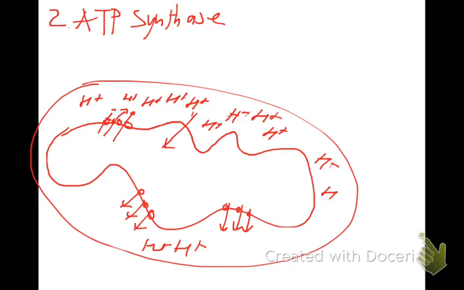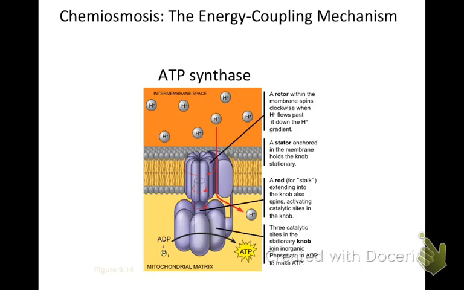So these hydrogen ions are going into the matrix, and as they go into the matrix, they're going to pass through this rotor-like thing. And this rotor is possibly one of the coolest things ever. If you see right here, this is the intermembrane space.